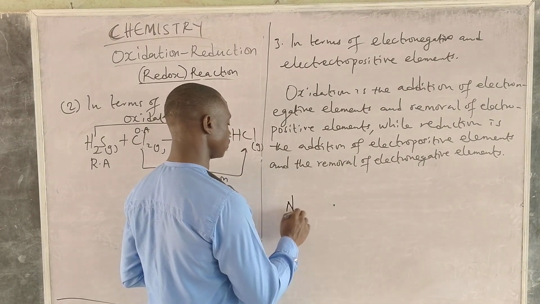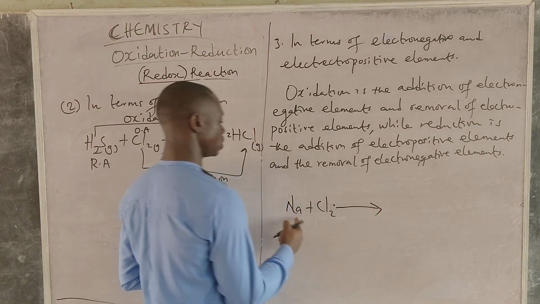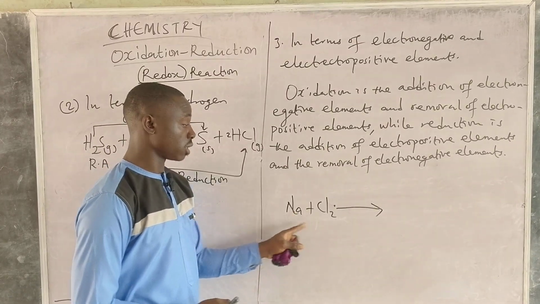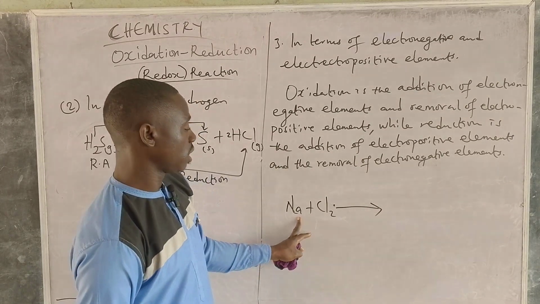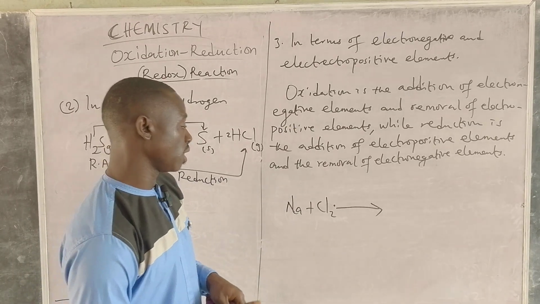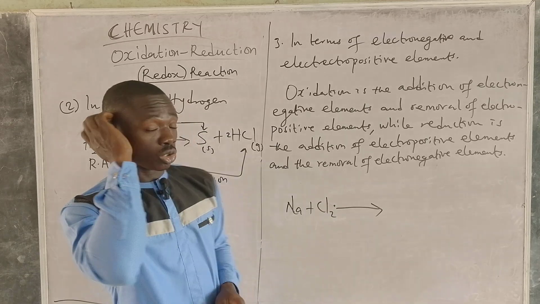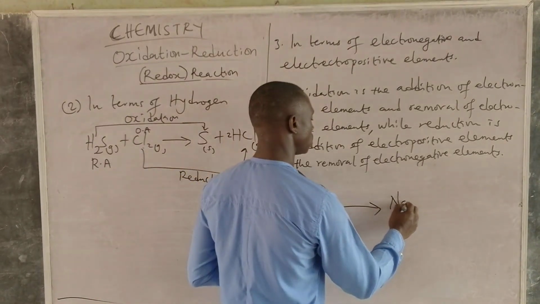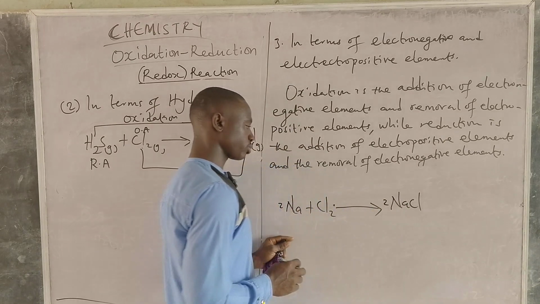All right, we have sodium plus chlorine. Okay, so sodium, is this electropositive or electronegative according to what I just explained? Sodium is an electropositive element. What of chlorine? Chlorine is an electronegative element. So this is a metal, while this is a non-metal. So when sodium combines with chlorine, we are going to have sodium chloride, right? Then you balance your equation.